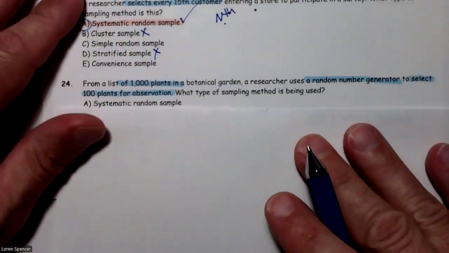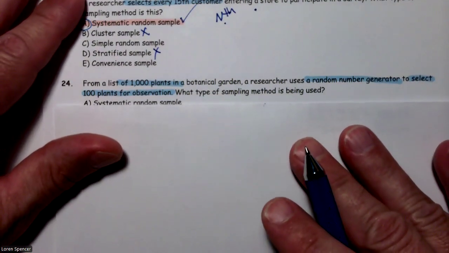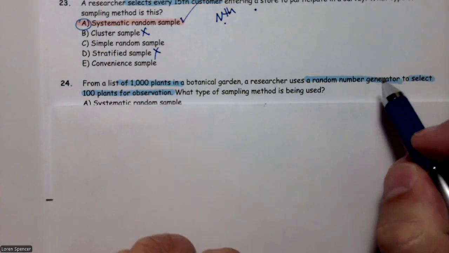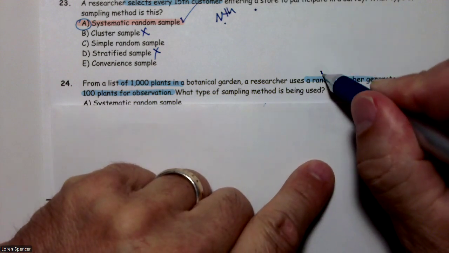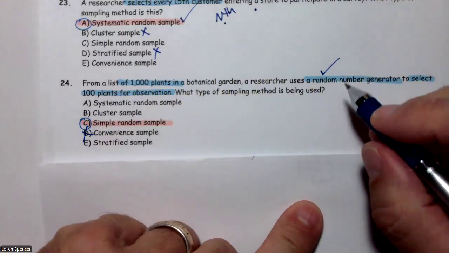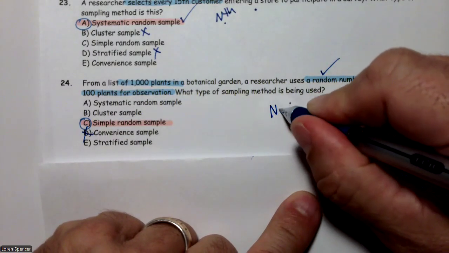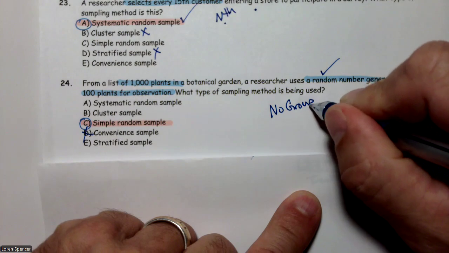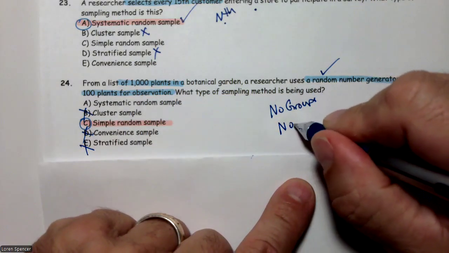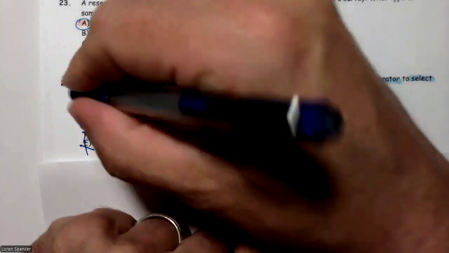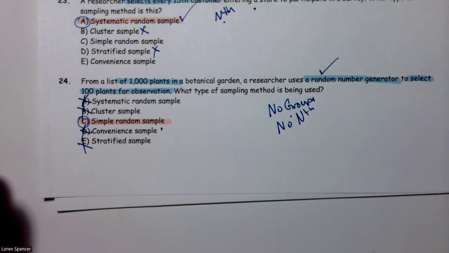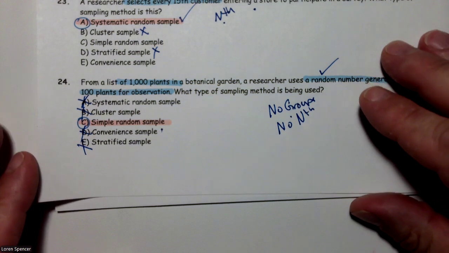Finally, number 24, from a list of 1,000 plants in a botanical garden, a researcher uses a random number generator to select 100 plants for observation. So I see the word random. That means it can't be a convenience. All right. No groups. No groups, that eliminates stratified and that eliminates cluster. No nth, that eliminates systematic. So this is a simple random sample. So our answer to number 24 is C.